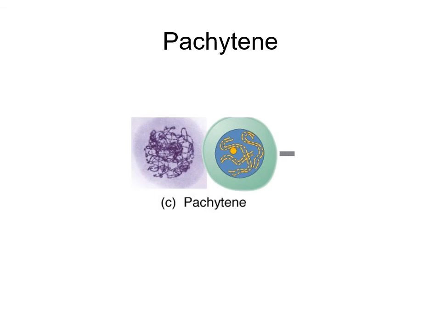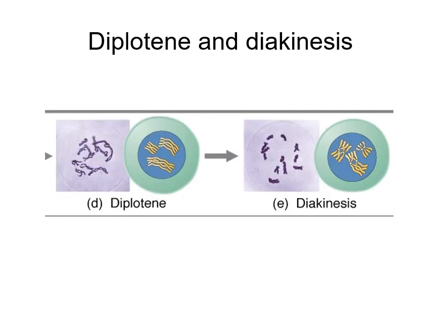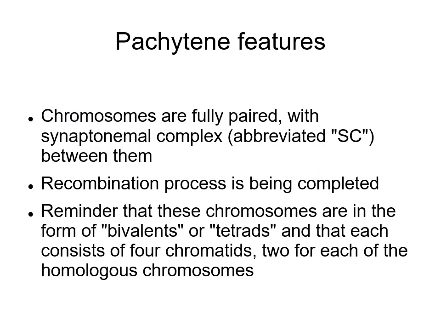Here's a picture of pachytene cells where you can see them. And then we have diplotene and diakinesis. Okay, so pachytene, the chromosomes are fully paired, and the SC or synaptonemal complex is present between them. Recombination is being completed, and these chromosomes are present in the form of bivalents, each with 4 chromatids, 2 for each of the homologous chromosomes.